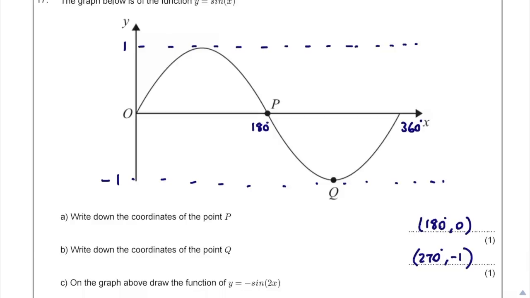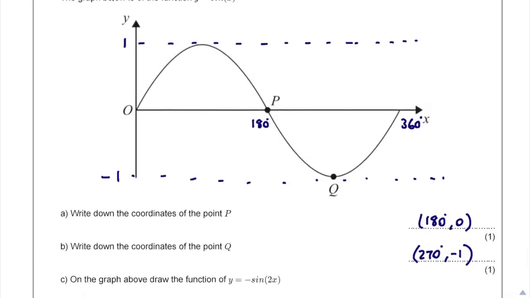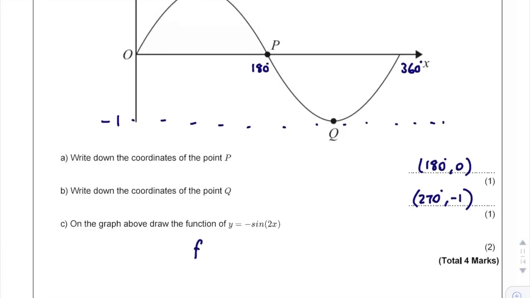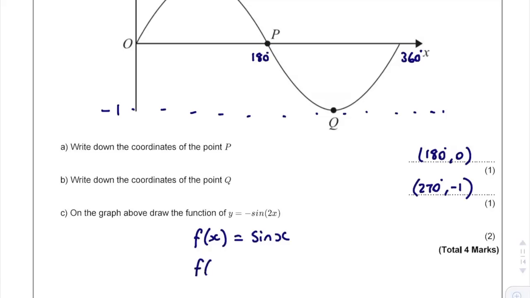Now part C says on the graph above, draw the function y equals minus sine 2x. So we've got two transformations combined here. We've got this negative in front of the sine x, and then instead of sine x, we've got sine 2x. If I say that function f(x) is equal to sine x, then when I have f(x) equals minus sine x, when I put a negative in front of my function, it's a reflection in the x-axis.